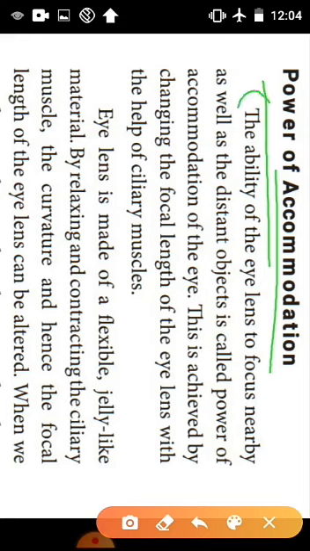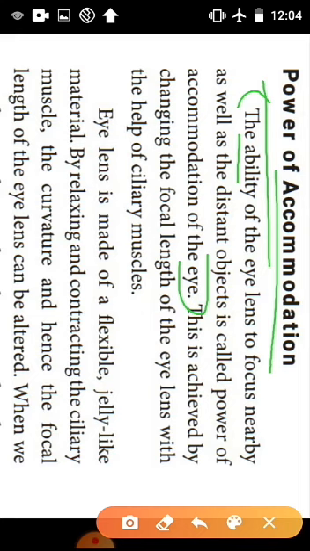Then what is power of accommodation? The ability of the eye lens to focus nearby as well as distant objects is called power of accommodation of eye. What is ability? Ability means power. So the power of eye lens to focus nearby objects as well as distant objects, that is power of accommodation.